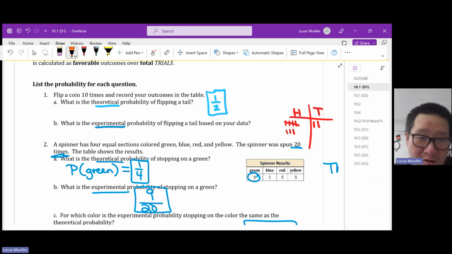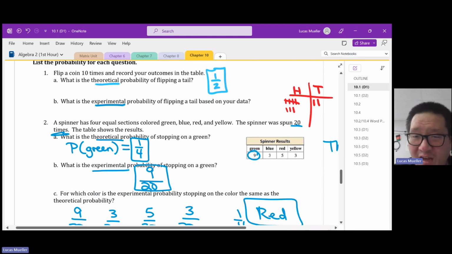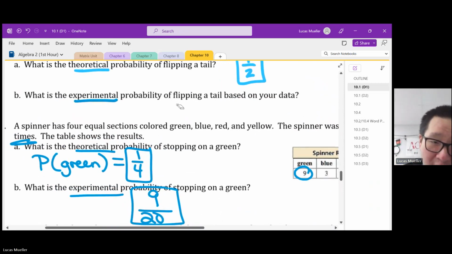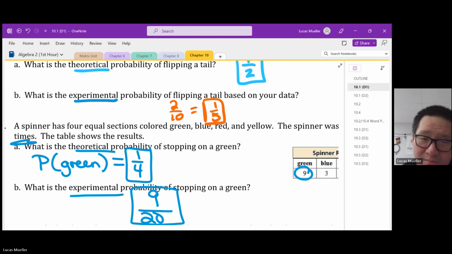If we look at the experimental probability, we have our trials off to the side. We have 8 heads and 2 tails. Well, we flipped a tail twice out of 10 possible trials, which turns into 1 out of 5, or 1/5. That's the experimental probability.